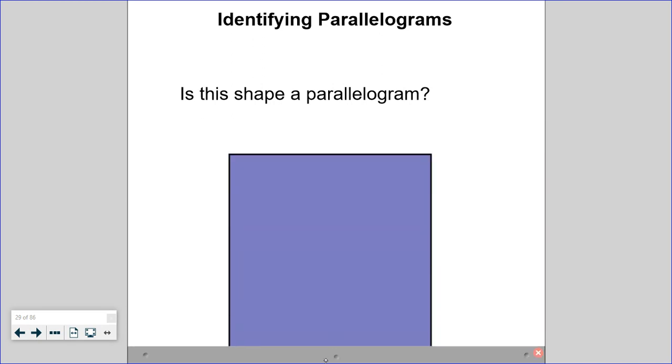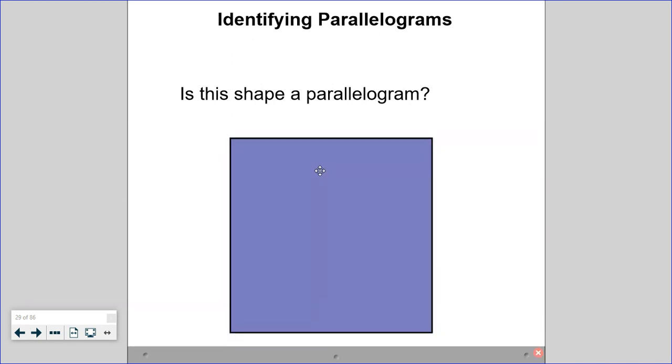So, take a look at this. Let me scoot it up a little bit. Is this shape a parallelogram? Pause for a moment and answer that question in your mind. Is it a parallelogram, and why or why not? The answer is yes, it is a parallelogram. It has four sides, and it has two pairs of parallel sides. The top and bottom are parallel, and the two sides are parallel, and the opposite sides are the same length.